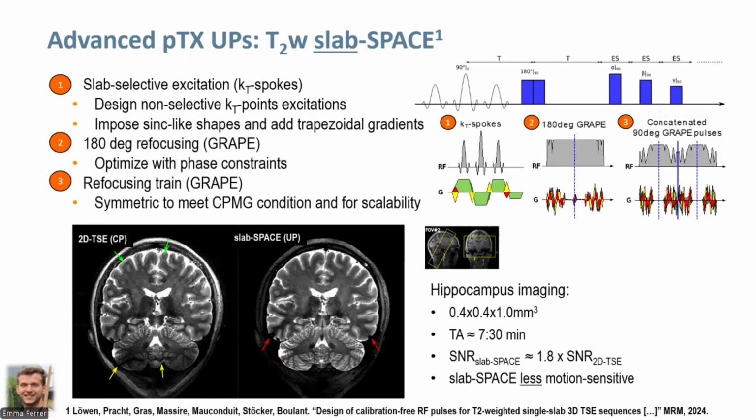Compared to the gold standard sequence, which is typically a 2-dimensional turbo spin echo sequence, we have thus homogenized the cerebellar contrast and signal, and also the SNR has been improved quite significantly. And also it turns out that the 3-dimensional SLAP SPACE is less motion sensitive than the TSE.